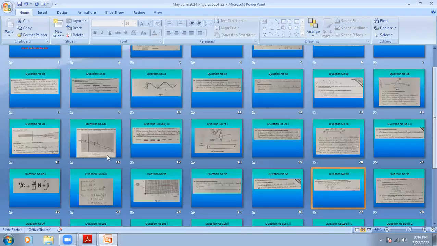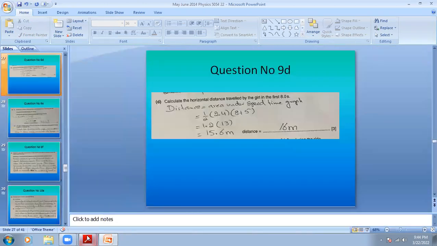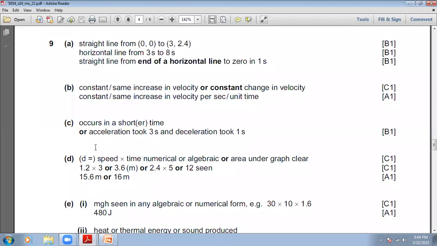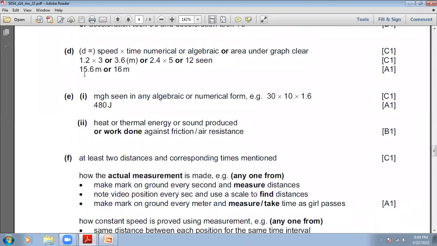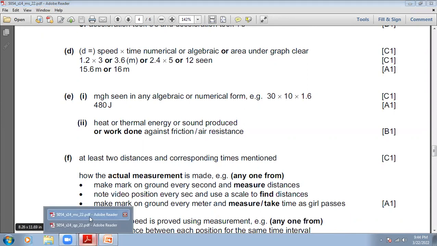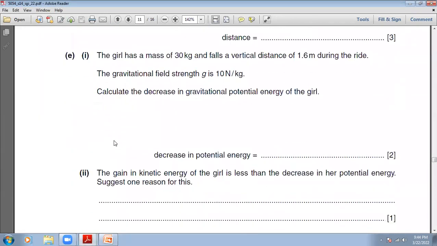So let me check the answer from the marking scheme. If they say this is 15.6 meters or 16 meters, yeah, our answer is right. Okay, so we are going to the next part. He says the girl has a mass of 30 kg and falls a vertical distance of 1.6 meters during the ride. The gravitational field strength g is 10 Newton per kg. Calculate the decrease in the gravitational potential energy of the girl.